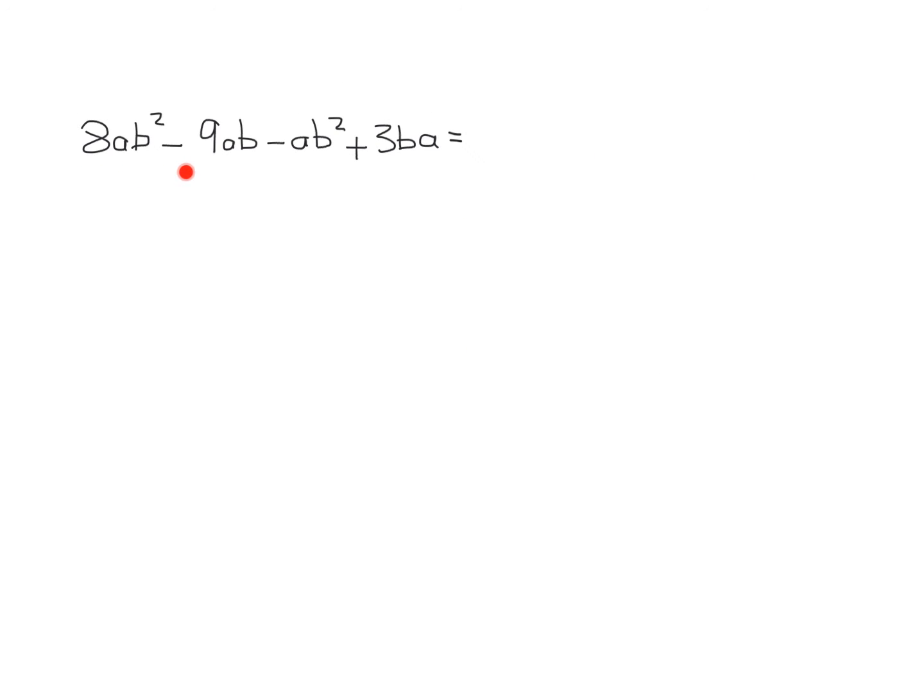Alright, here's a little bit more of a complicated expression. See if you can collect your like terms and solve this one. Put the video on pause and come back when you're ready. First of all, where are my like terms? I've got ab squared there, and an ab squared there, and then an ab there, and a ba there, which is the same as ab. So let's collect our like terms.